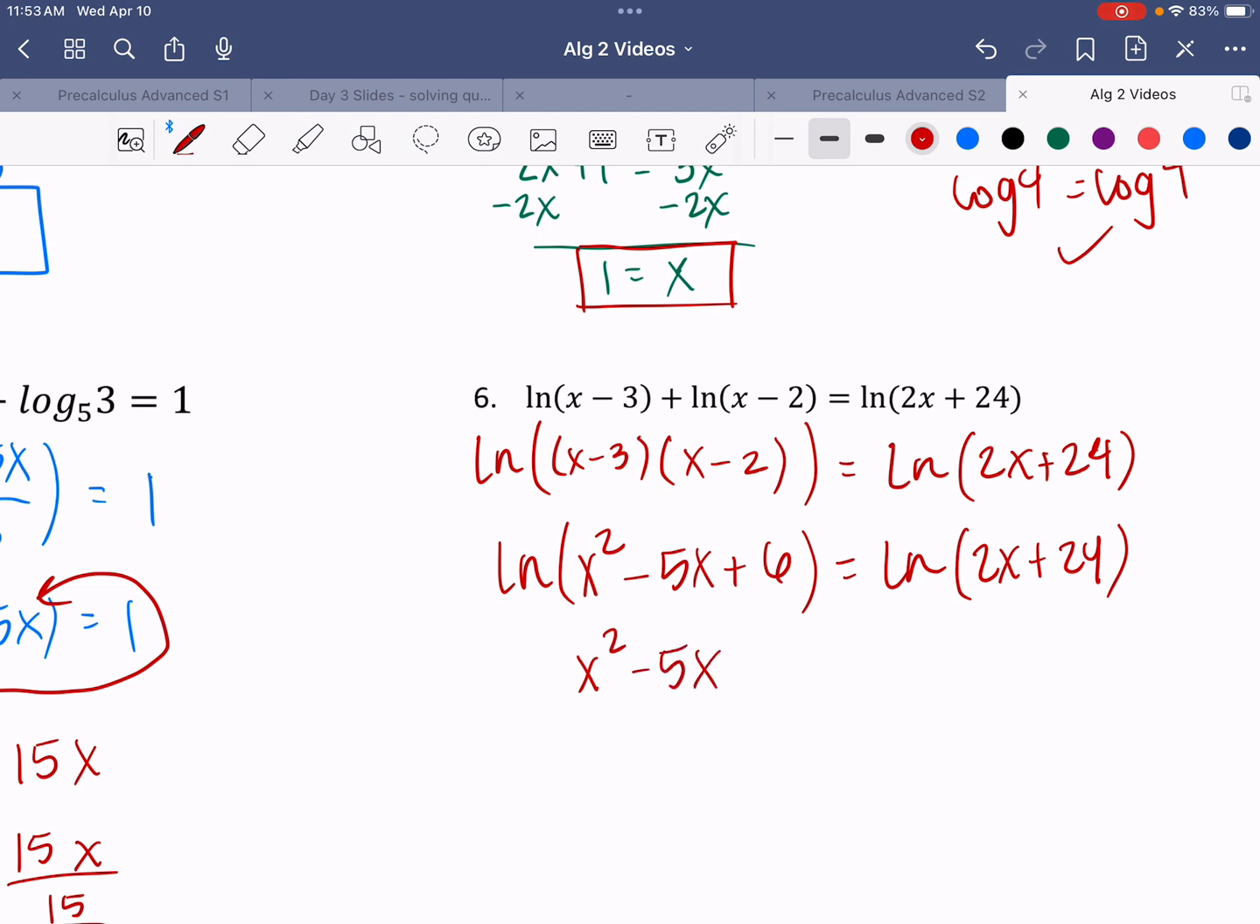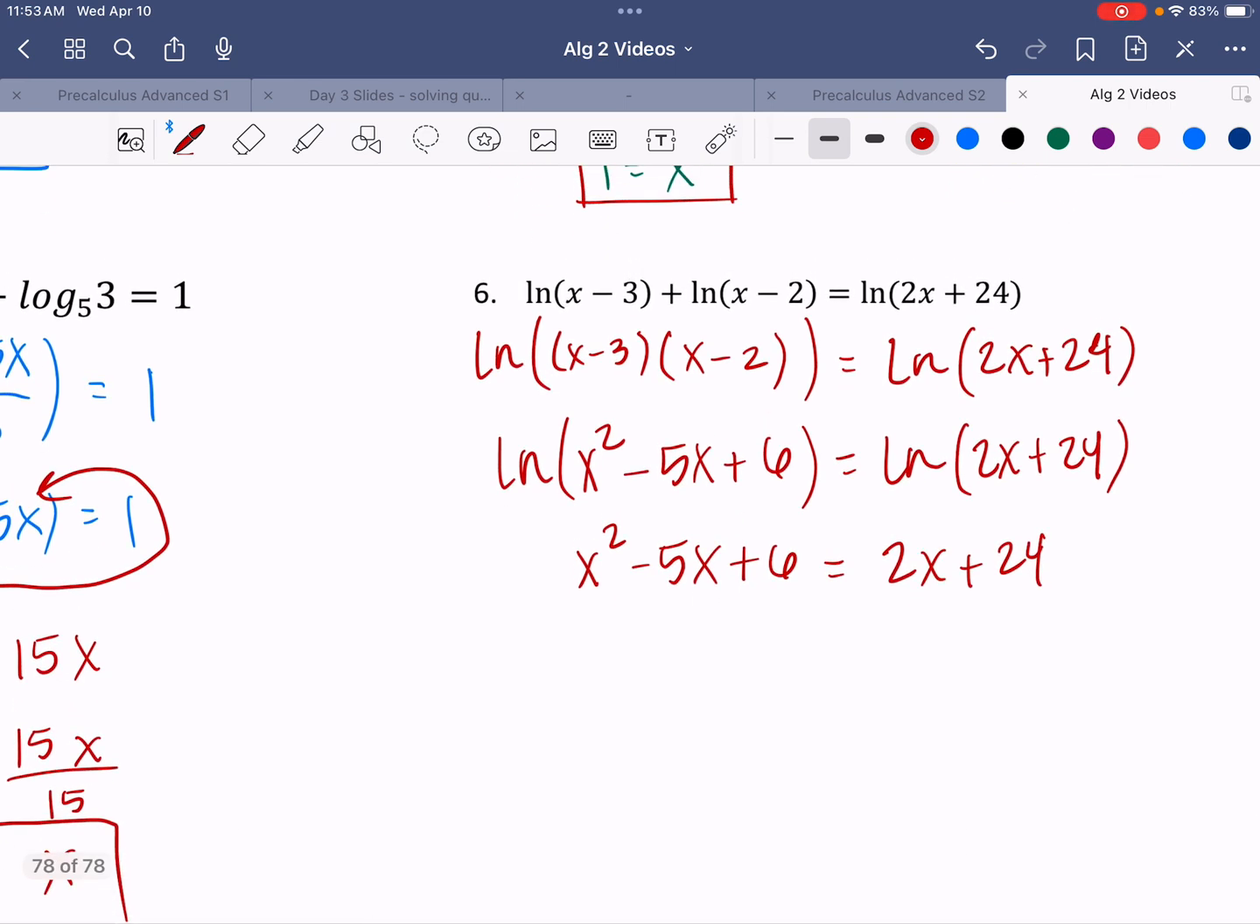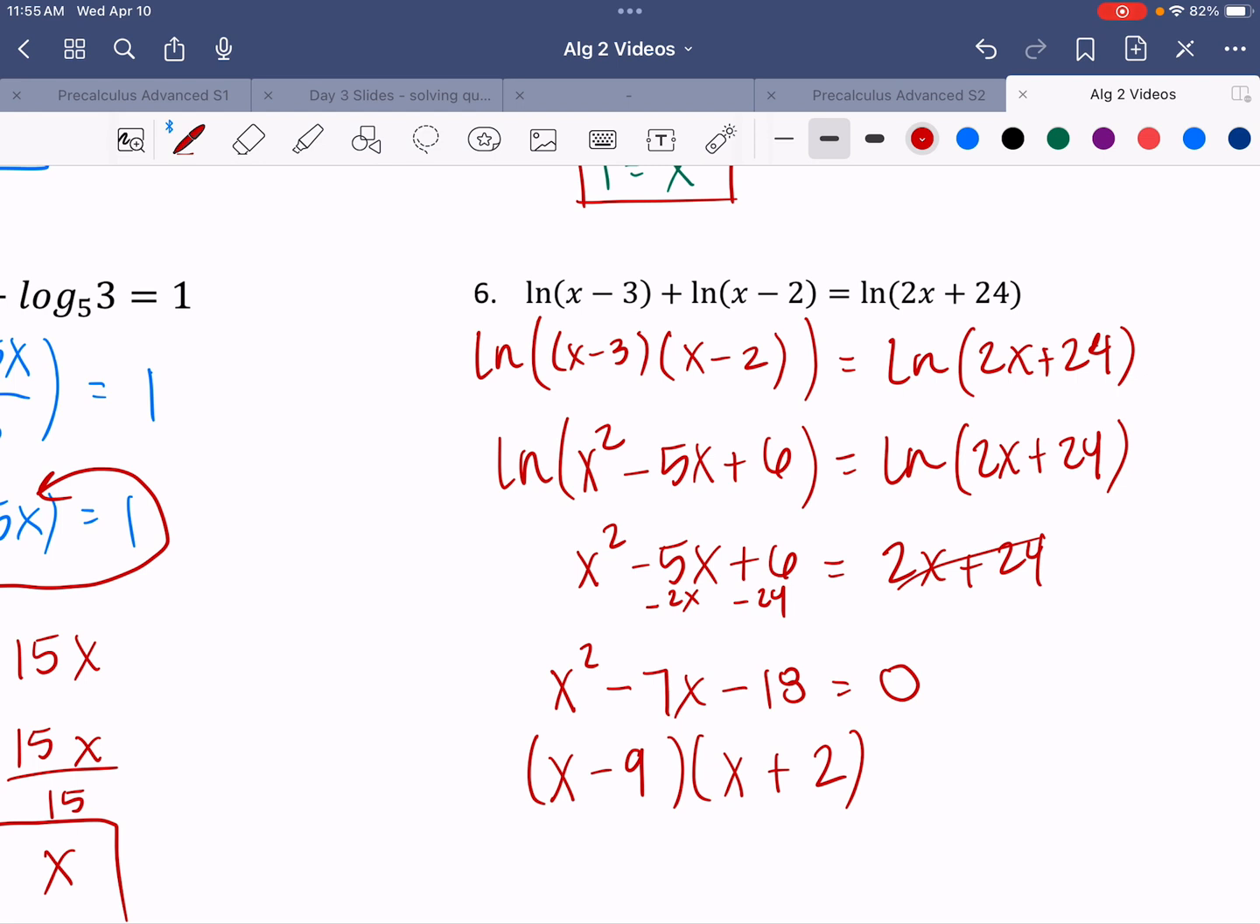So let's set the argument equal to each other. And let's get everything to one side. So I'm going to subtract the 2x, so minus 7x. I'm going to subtract the 24, so minus 18. The right side will be gone. And to multiply to negative 18 but add to be negative 7, I would need negative 9 and positive 2. Set it equal to 0. So x is 9 and negative 2.